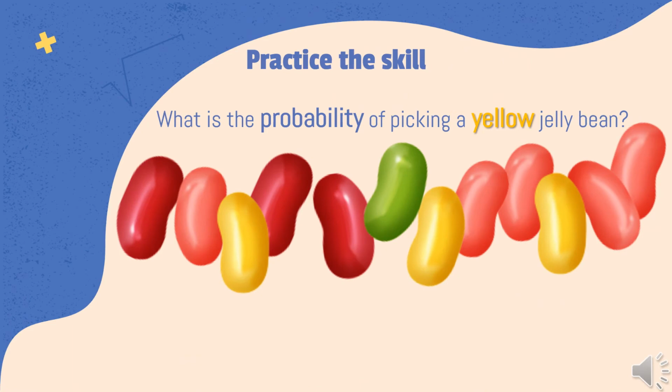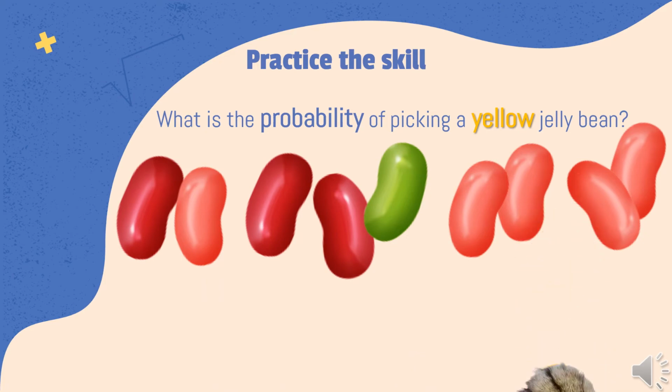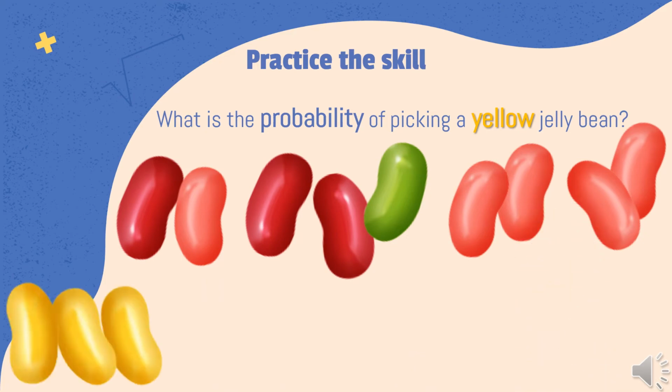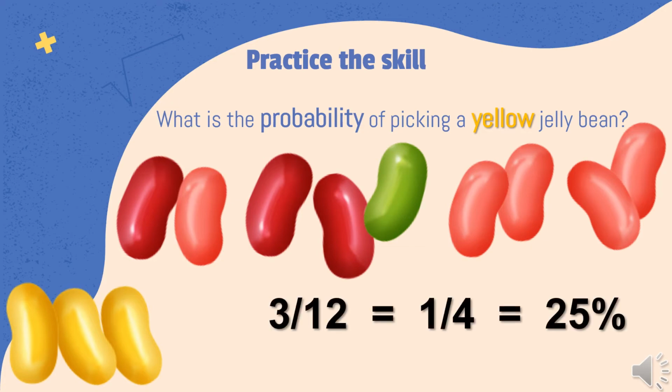Let's practice the skill. What is the probability of picking a yellow jelly bean? Let's count. 1, 2, 3. We have 3 yellow jelly beans. So that would be 3 over 12. That reduces to 1/4, which equals 25%. So the probability of picking a yellow jelly bean is 25%.